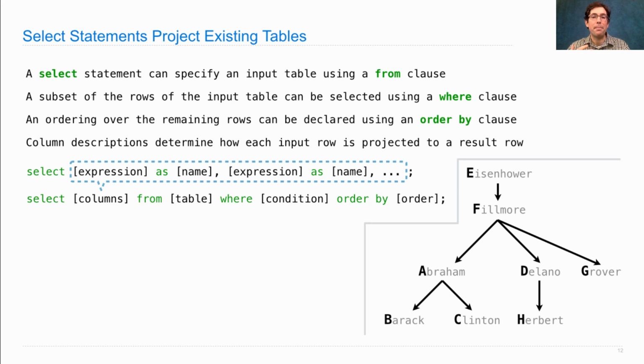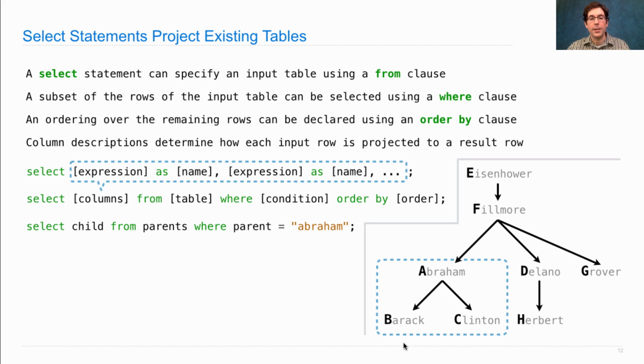So imagine I have my parents table, which I already told you about, and then I write another select statement. Select child from parents, where parents is the name of the table that contains these data, where parent equals Abraham. Well, here are all of the different child-parent pairs where the parent is Abraham, and the children are Barack and Clinton. So by executing this select statement, we'll get a table with a child column with Barack and Clinton as the rows.